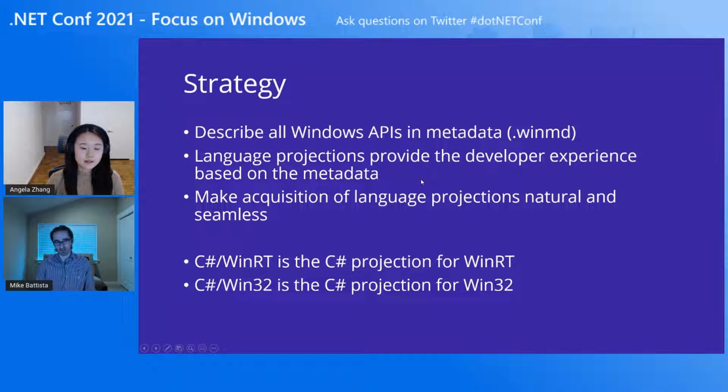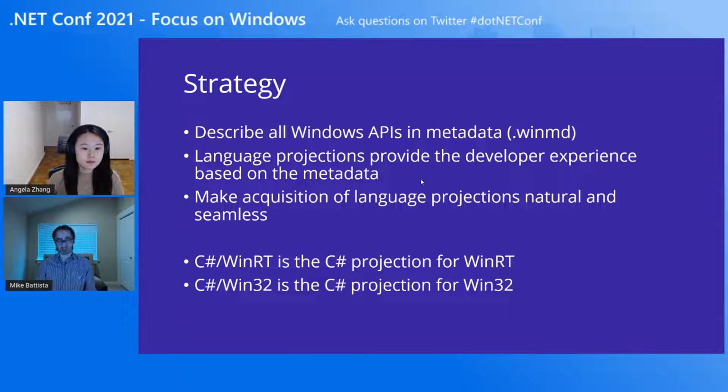So our general strategy, just to define some terminology that's important here, is that we are describing all Windows APIs in metadata. And we're using WinMD files for that, Windows metadata files, which are basically just ECMA 335 compliant metadata files that describe the API surface. Once we have the APIs described in metadata, we use language projections to provide the developer experience. So the metadata describes the API, and then the language projections provide the developer experience for a given language.